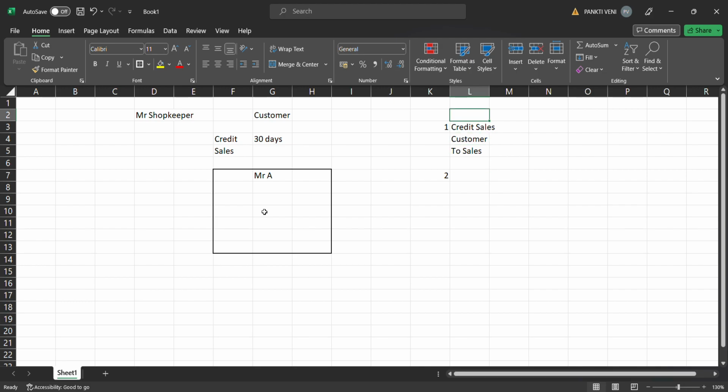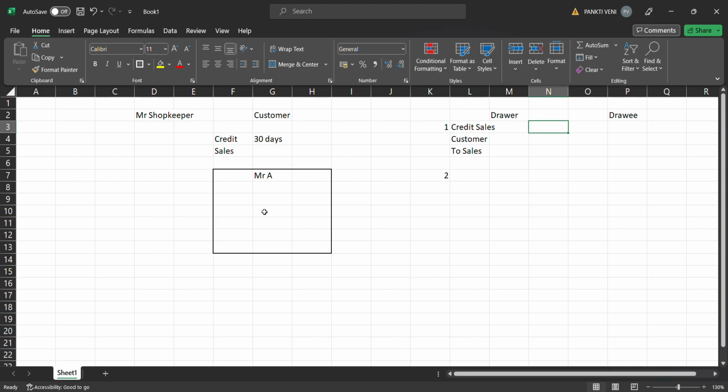Now we have two parties here, the drawer and the drawee. So here we don't use the words customer and shopkeeper. Instead, we use the words drawer and drawee. The person who draws is the drawer, and the person who accepts is the drawee. If we relate this to our example, the shopkeeper will be the drawer and the customer will be the drawee.